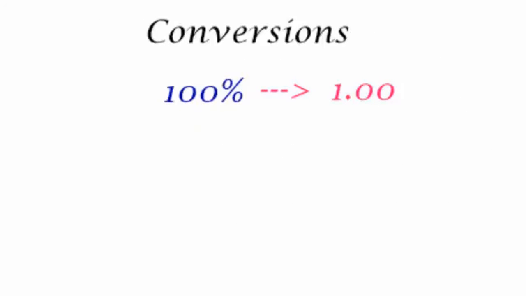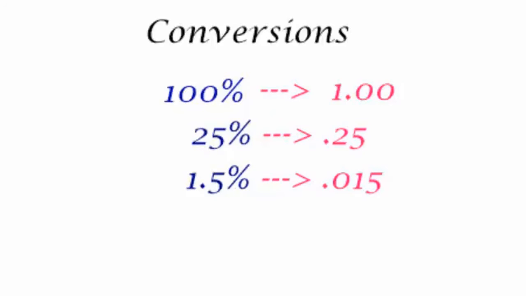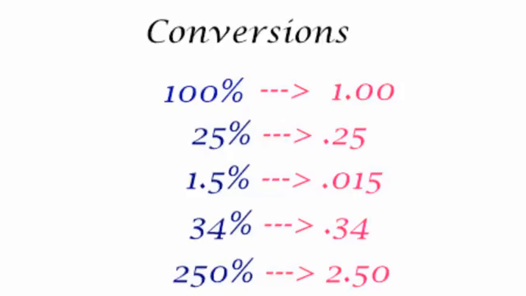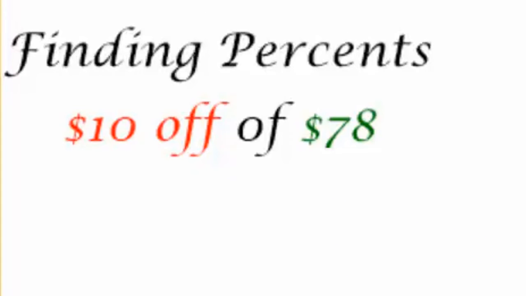100% can be converted to 1.00 as a number. In the same way, 25% can then be converted to 0.25. 1.5% can be looked at as 0.015. To keep this pattern going, 34% can then be examined as 0.34. And 250% is 2.50. In a lot of ways, you really can just move the decimal over to convert from a percentage to a regular number.